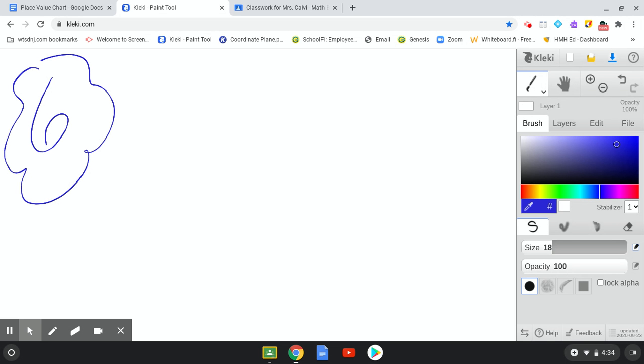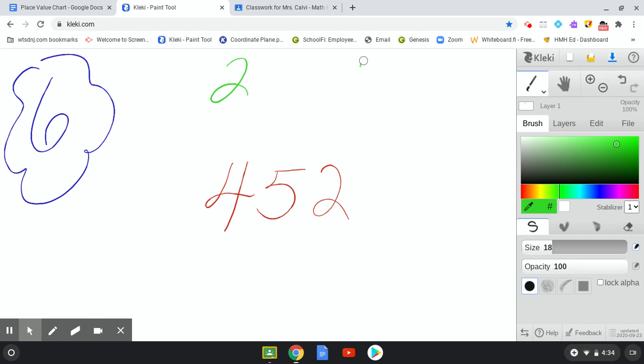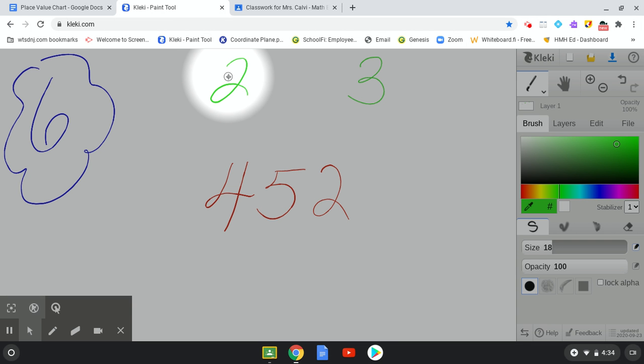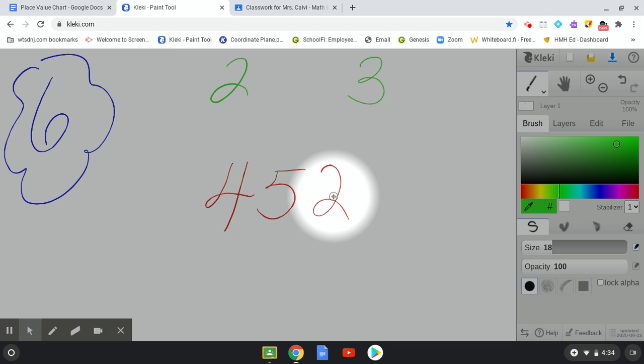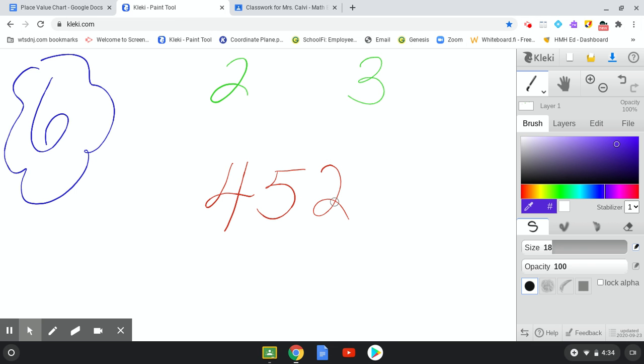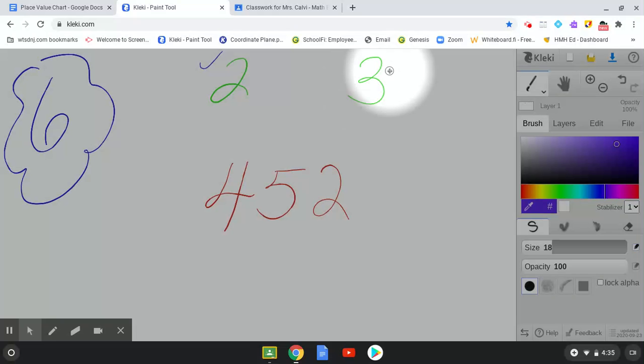All right, so if I have the number, let's say, 452. Okay, so it needs to be divisible by the 2 rule and by the 3 rule. So remember, the 2 rule is if the number ends in an even number, it's divisible by 2. Well, let's see. The number ends in a 2, and 2 is an even number. So I know that 452 is divisible by 2.